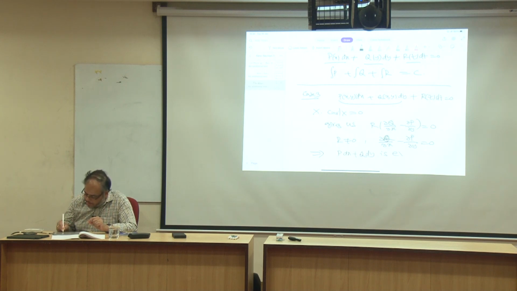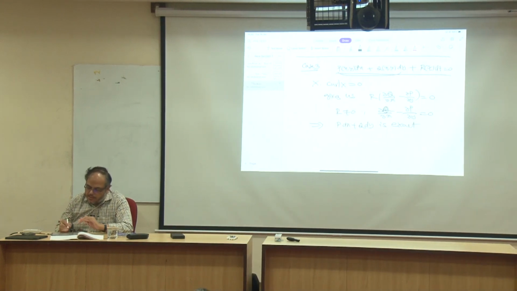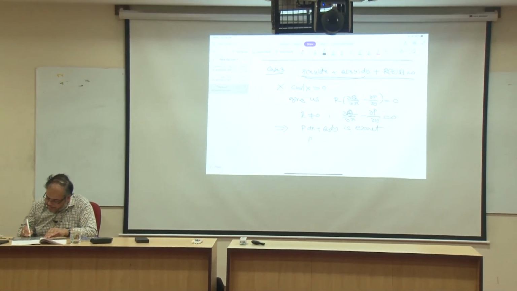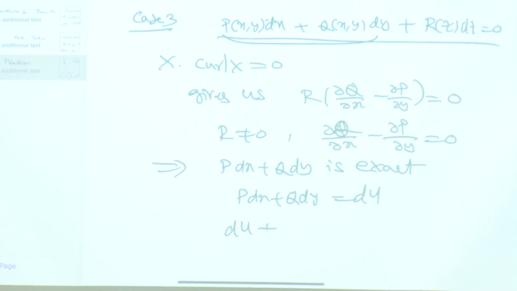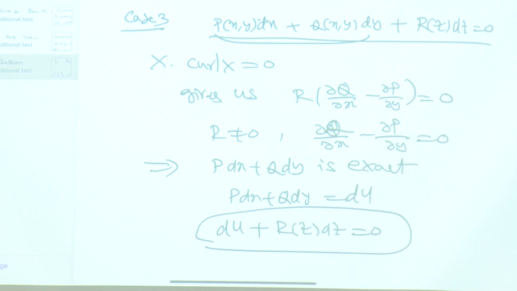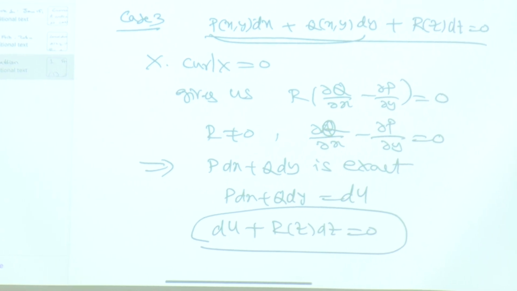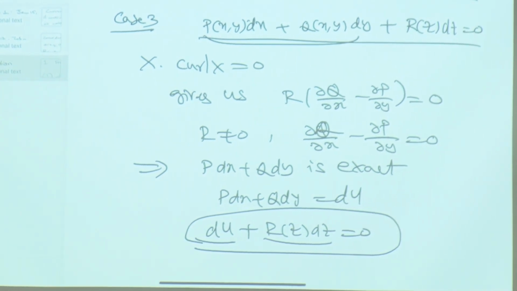Otherwise, p dx plus q dy alone we can solve, but then we may have to multiply with some mu factor, an integrating factor. Now there is no need to do that. If the three variable form is solvable, it's automatic that p dx plus q dy is exact. So p dx plus q dy will be du. Now it's straightforward: du plus r(z) dz equal to 0. Now this is the previous case where variables are all separated. This depends only on z, this depends only on u, so we can integrate this.